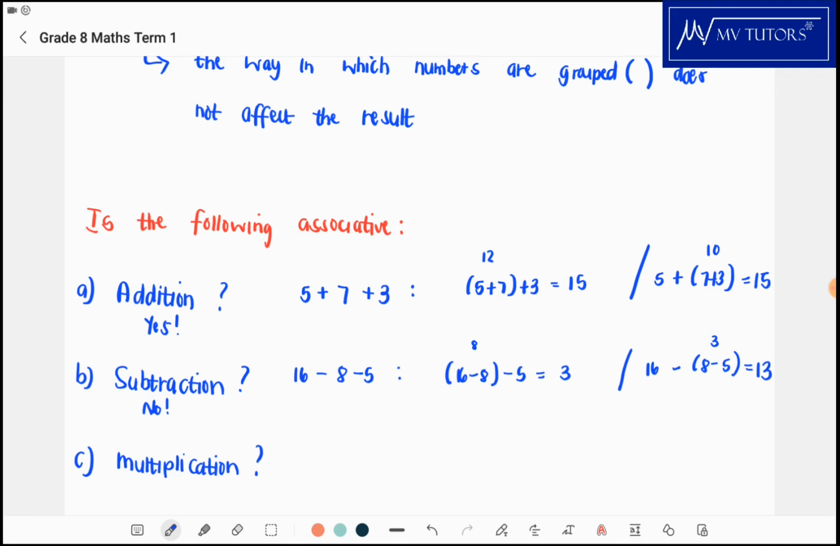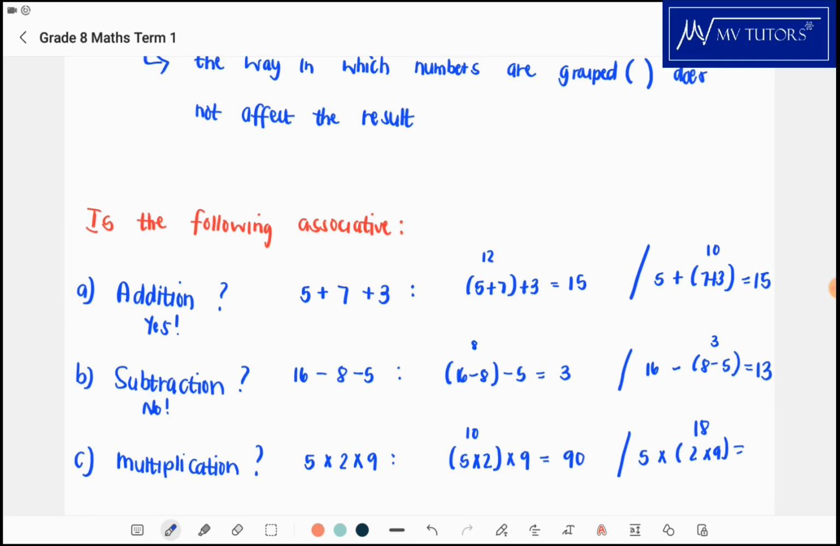Now, let's go to multiplication. Let's use different numbers. So here I have 5 times 2 times 9. All right, so what will happen if I leave 5 out and then I multiply 2 times 9? So 5 times 2, that is 10. 10 times 9 will give us 90. And then 2 times 9, that is actually 18.